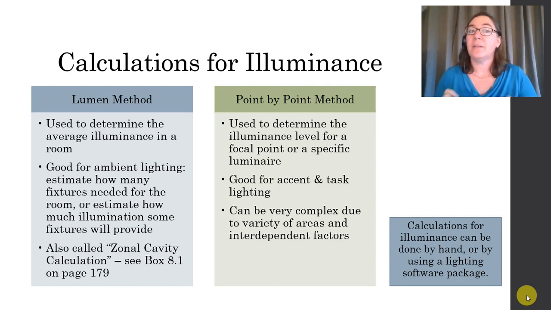The second of your methods to calculate for illuminance is called the point-by-point method, and it's used to determine the illuminance level for a focal point or a specific luminaire. And therefore it's better for task and accent lighting. The point-by-point method can be extremely complex, and we'll talk about that more in the next module.